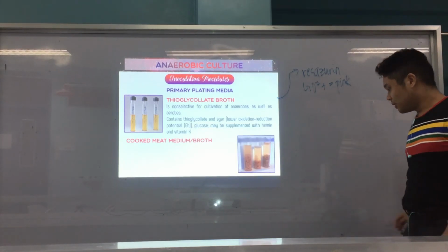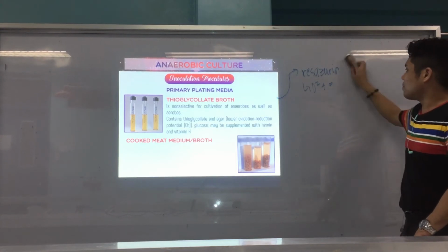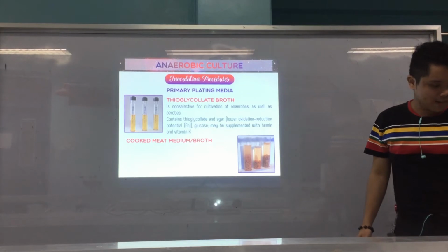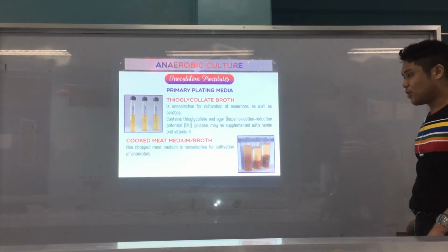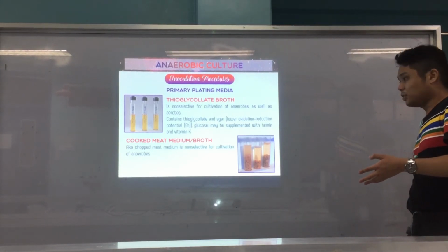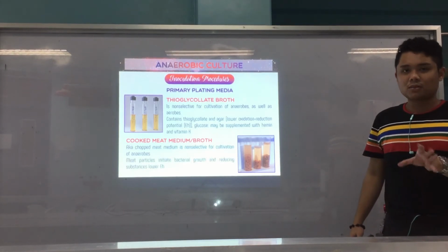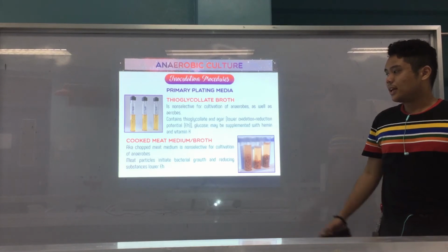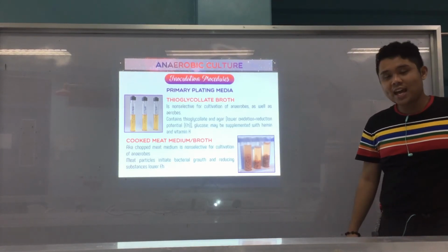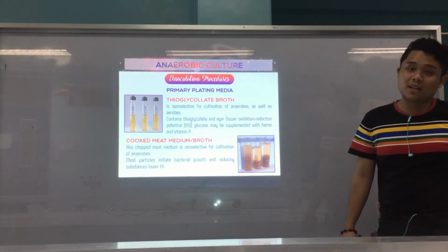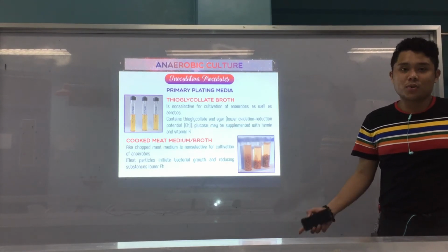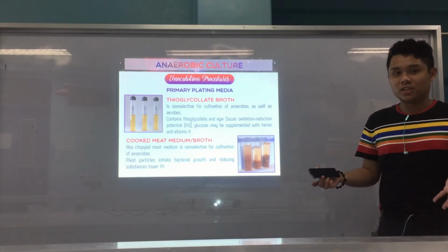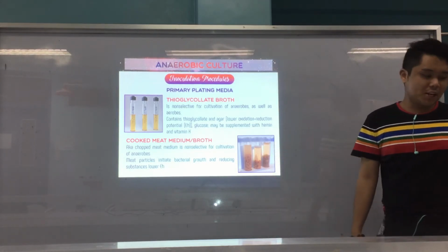Alright. And we also have the cooked meat medium, or broth. So I'm not sure unsa na meat, okay? Pero again, still the same. It's for your anaerobic needs, alright? So, chopped meat, non-selective for cultivation of anaerobes pa rin. So the meat serves as a source of protein nila, no? Peptides, and all the other nutrients. Okay. Meat particles initiate bacterial growth and reducing substance. So, na mga reducing substances na mo-lower sa oxidation reduction potential or, you know, the ability to reduce oxygen. So, cooked meat medium, or broth.